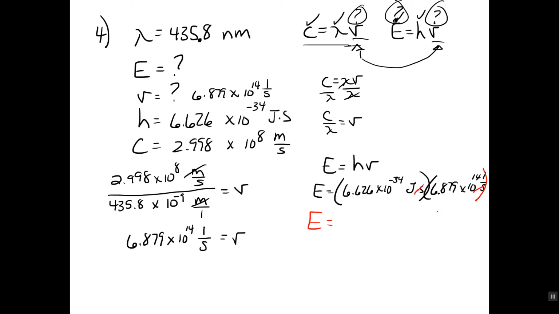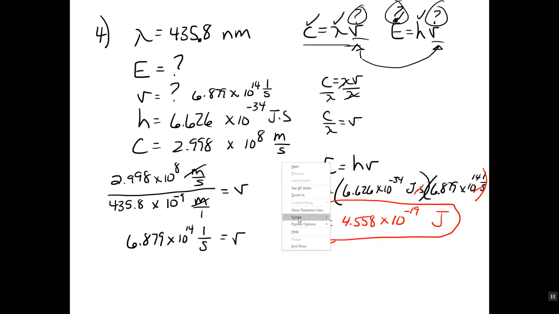And so the seconds cancel out, so your label is clearly going to be joule, and this is going to be your final answer anyways. So you get 6.626 times 10 to the negative 34th times 6.879 times 10 to the 14th. And when you multiply those, you get this value that comes out to be 4.558 times 10 to the negative 19th joules. And that should make sense. Okay? And that will solve problem 4, this being your answer. Now let's go on to problem 5.